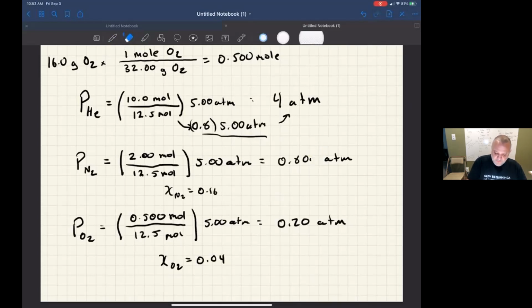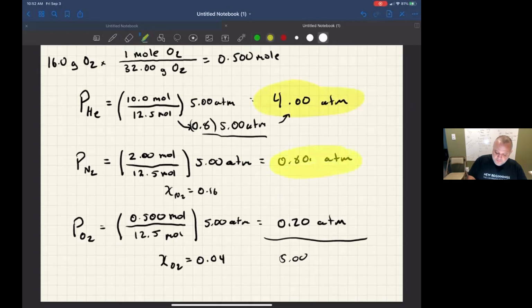And so if you add all these together, these should all equal 5, and they do. And so let's correct the sig figs here. So it's 4.00 ATM. And so my answer is 4.0 ATM, 0.80 ATM, and 0.20 ATM. And now we're done.